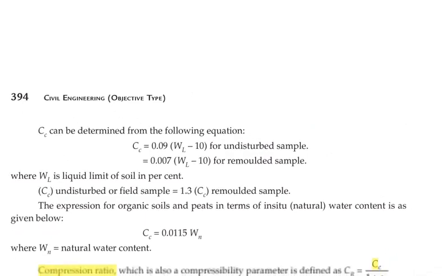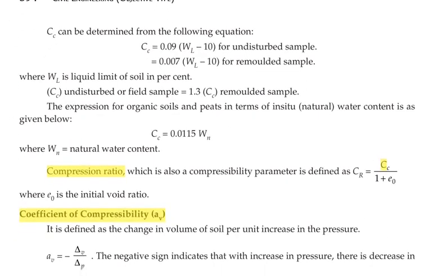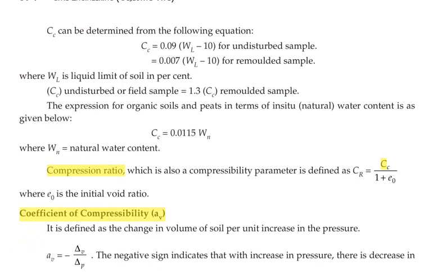And also the CC can be determined from the following equations. For an undisturbed soil sample, the compression index CC equals 0.009 WL minus 10. For a remolded sample, the compression index CC equals 0.007 WL minus 10, where WL is the liquid limit of the soil in percentage. The compression index for an undisturbed or field sample is equal to 1.3 times CC of the remolded sample.